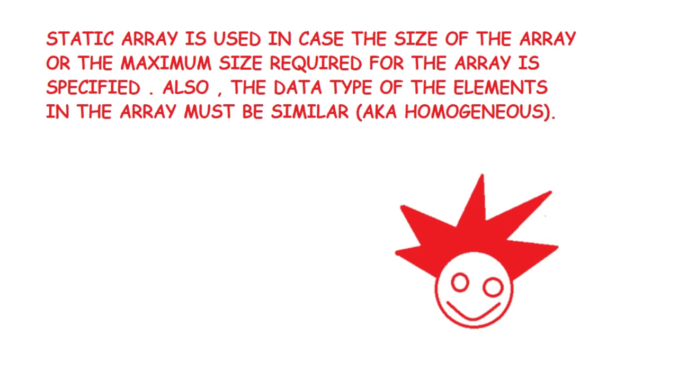So the static array is used in the case where the size of the array or the maximum size required for the array is specified. Also, the data type of the elements in the array must be similar, aka homogeneous. So we can recap the requirements for static arrays. There are 2 requirements. First of all, the size of the array has to be specified, and also the data type of the array has to be homogeneous.